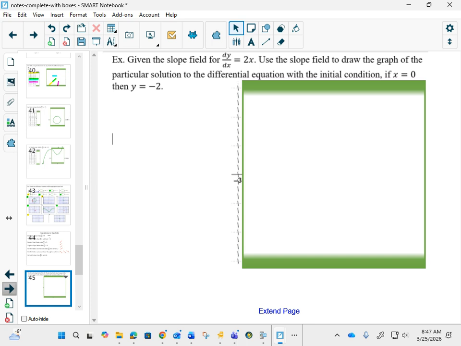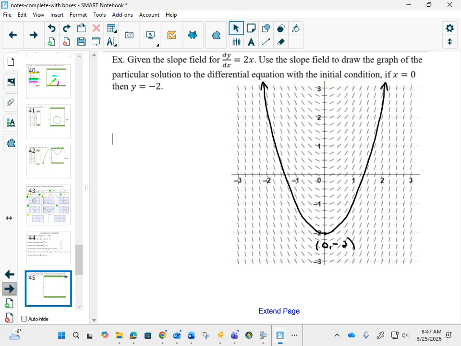All right, so here we have a slope field, dy/dx is 2x, and we're going to use the slope field to draw the function. It gives you an initial condition that if x is 0, then y is negative 2. The first thing you would do is put that dot on your graph, because that's part of your initial condition. At that dot, you notice that the slope field was a horizontal line, so that's going to be either a maximum or a minimum.